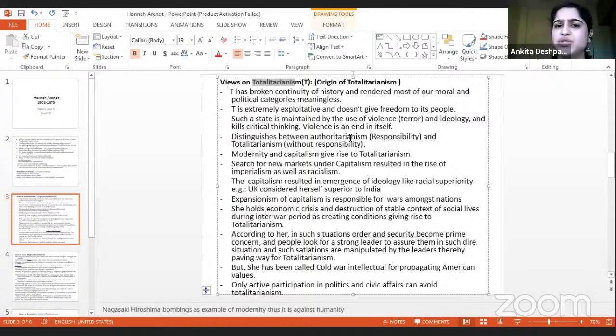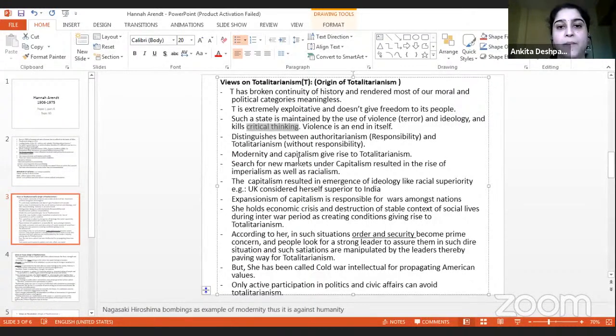But that does not control everything of your life. When everything of your life, public as well as private sphere, is totally controlled by the state, it's totalitarianism. So Hannah Arendt says authoritarianism is one which is responsible. Totalitarianism is one which is without responsibility, because it only deals with violence, it only deals with ideology, does not give you freedom, it kills critical thinking.